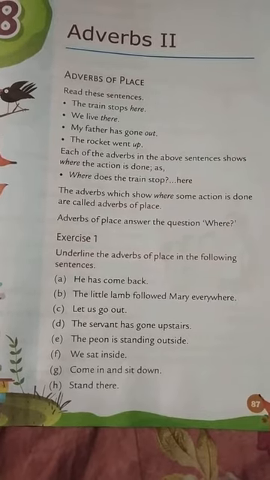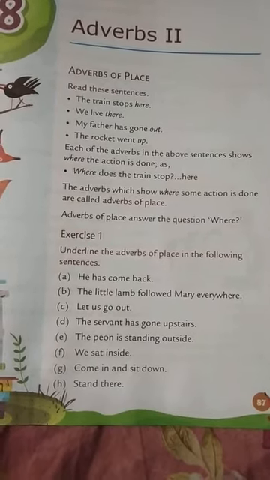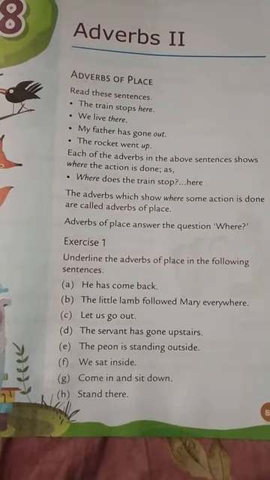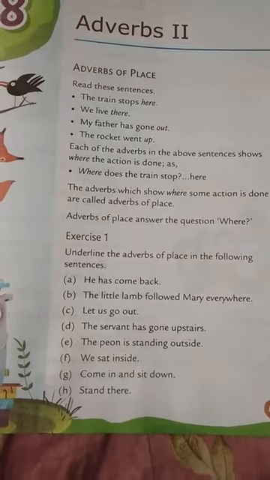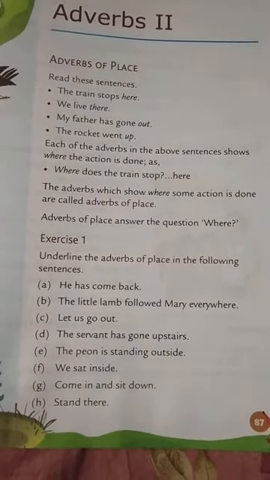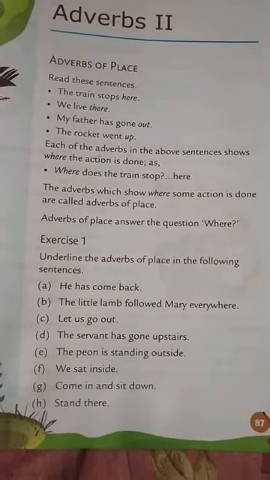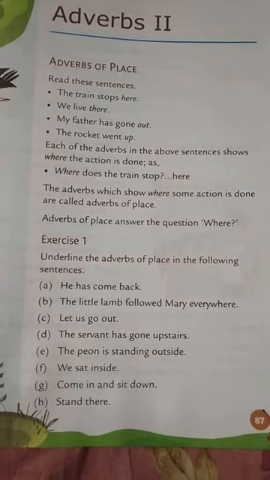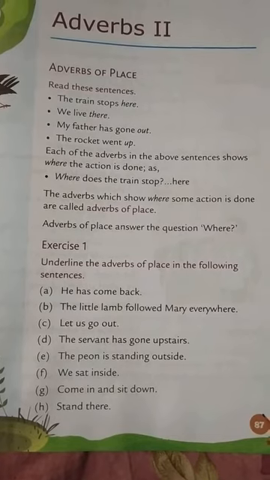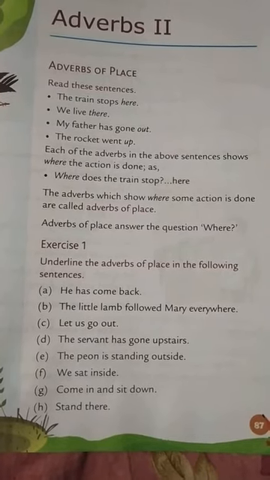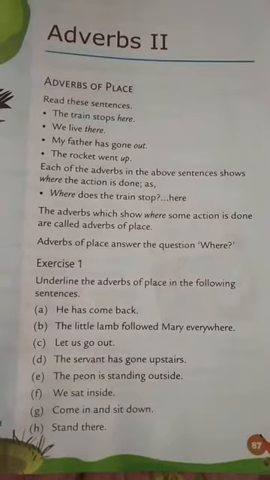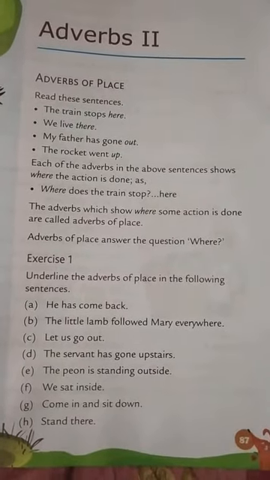Let's begin today's class. Dear ones, the name of adverb that we are going to read in this class is adverbs of place. As the name suggests, place. Place ka matlab hota hai jagah. Theek hai? The adverbs which show where some action is done are called adverbs of place. वैसे adverbs जो ये show करते हैं कि कोई भी काम, action, verb कहाँ पर हुआ है, that are called adverbs of place. ऐसे words को हम लोग क्या करते हैं? Adverbs करते हैं. ठीक है?